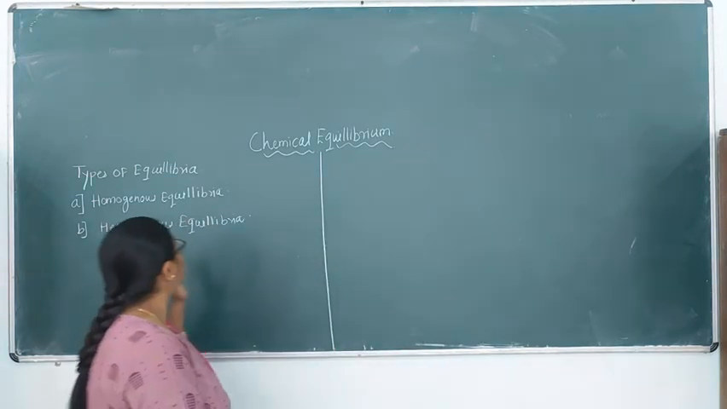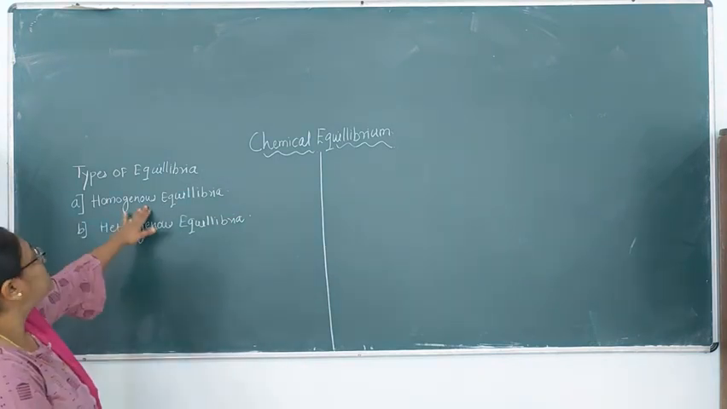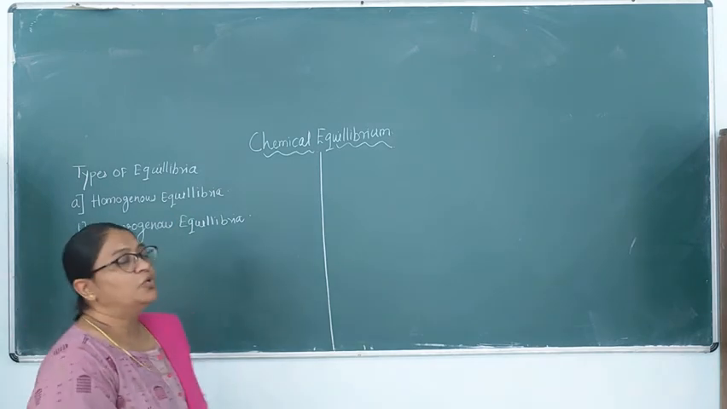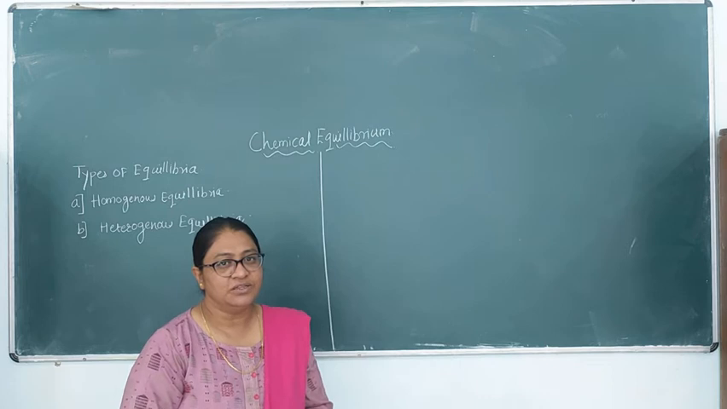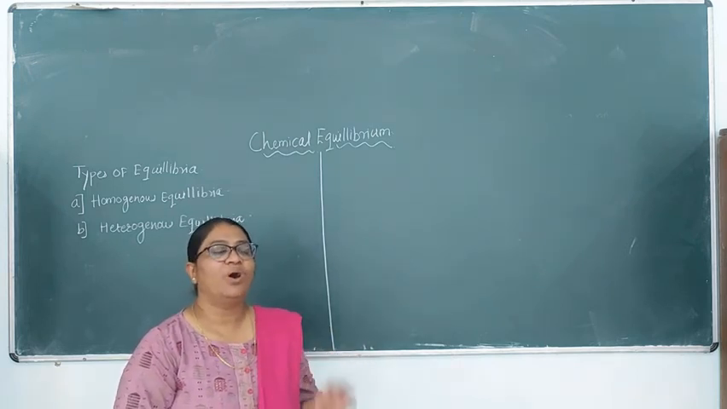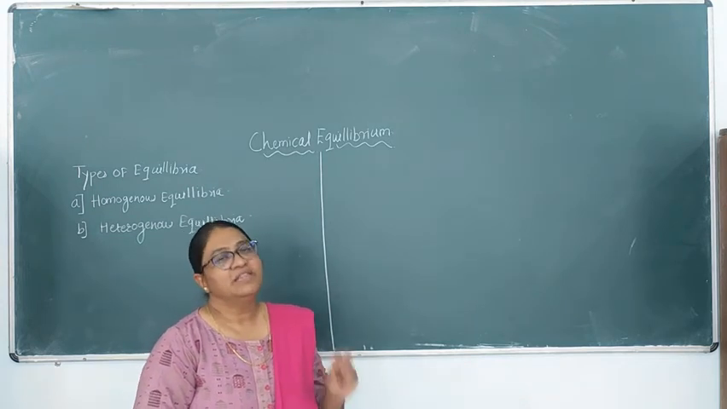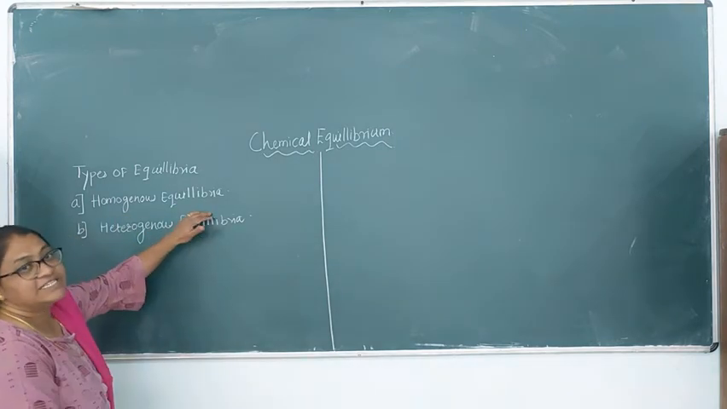Now the next topic is the types of equilibria. The first is homogeneous equilibria. Homogeneous equilibria is nothing but when, in the reaction, all the reactants and the products are in the same phase. Such an equilibrium in the reaction is called a homogeneous equilibrium.